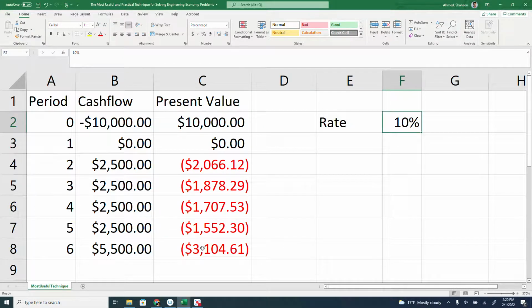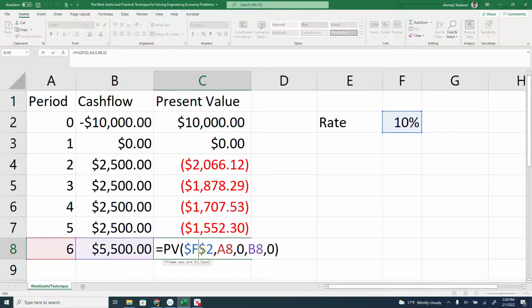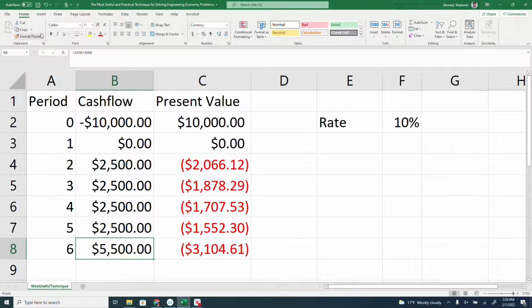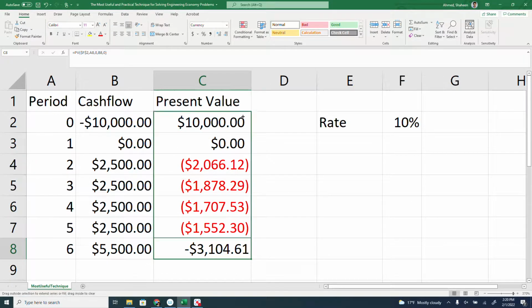Now, as you can see here, this red mark within parentheses is a negative value. To make it positive, I'll show you. So if you format like that, you can see that this is a negative value. So you can format like that.